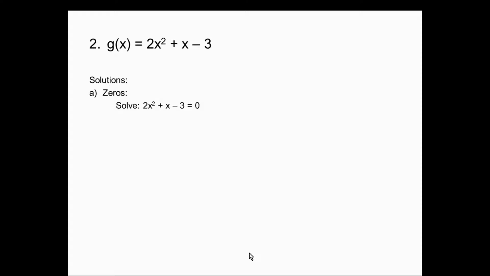Number 2, g of x is 2x squared plus x minus 3. Okay, for part A, the zeros, you're going to solve 2x squared plus x minus 3 equals 0. Okay, we've got to factor it. We're going to go through the agony of splitting the middle term, just to remind you.